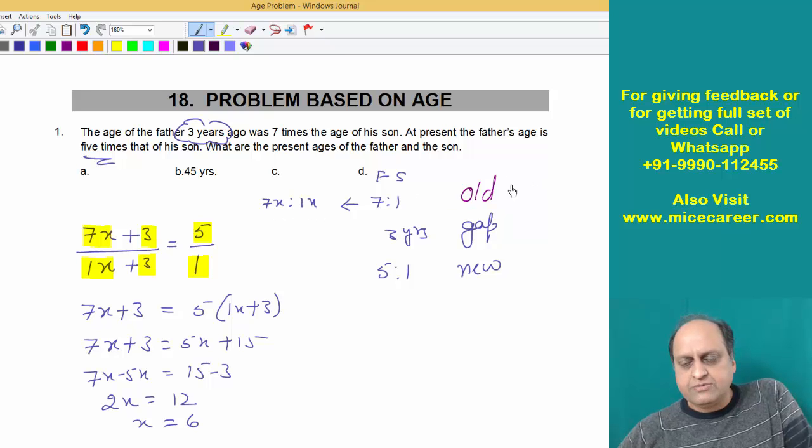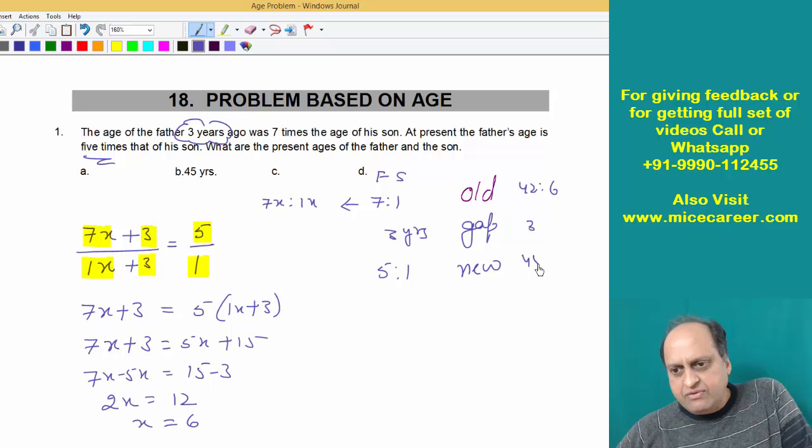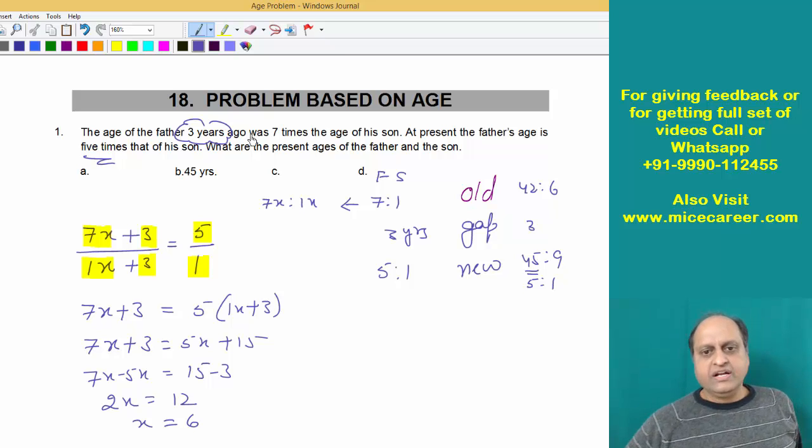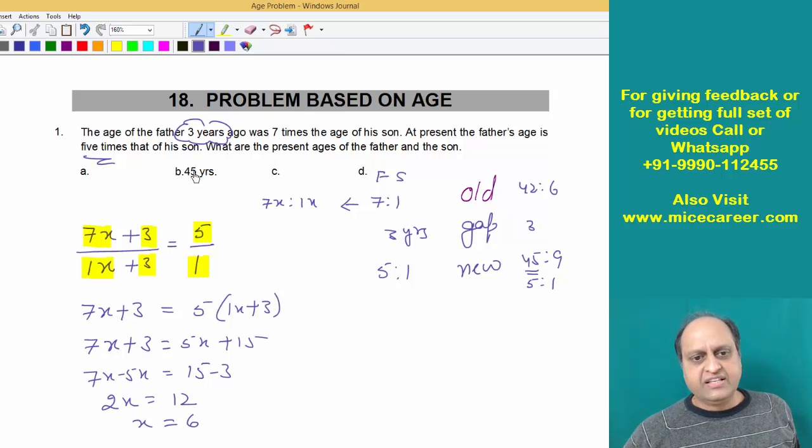So the old age is how much? 7x:1x. Multiply this by 6. So this becomes 7 6s are 42. 1 6 is 6. Gap of 3 years. New ages are 45 and 9. And if you see, the ratio is 5:1. So it is asking present ages of father and son: 45 and 9.